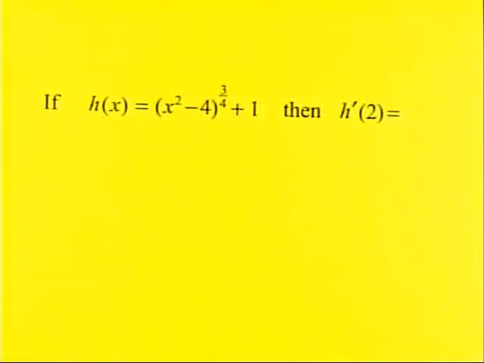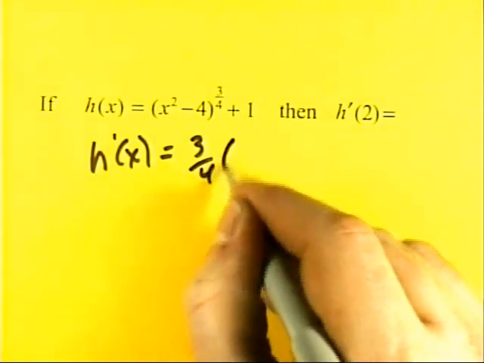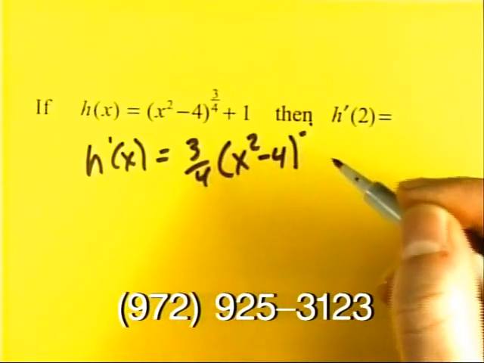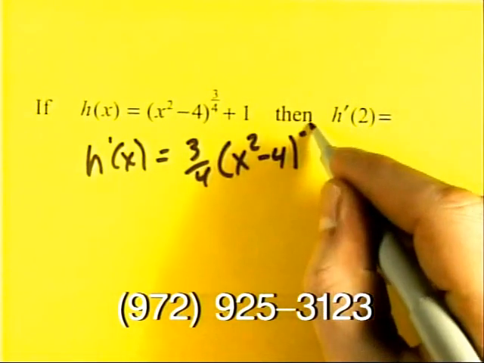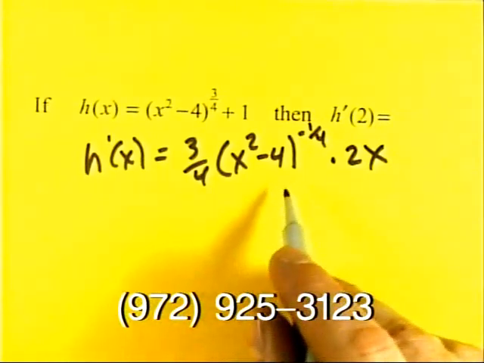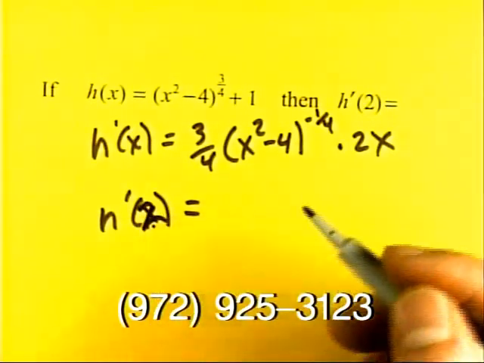Okay, all right, Angel, here you go. See if you can do this one right here. Is that 3/4? Yeah, that's 3/4. So we bring it down first? Bring it down. No bumping up today. What's the derivative? And then we have to take the derivative of the inside, times 2x. That's the derivative, so h prime of x is going to be equal, or I'm sorry, h prime of 2 would be equal to what?